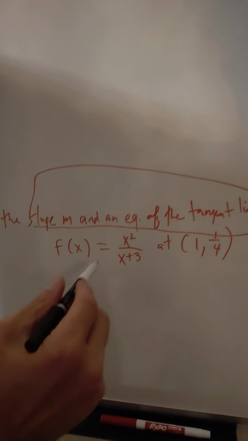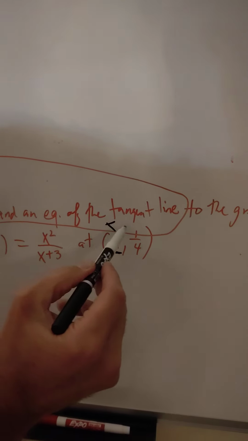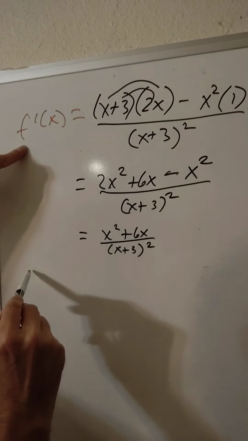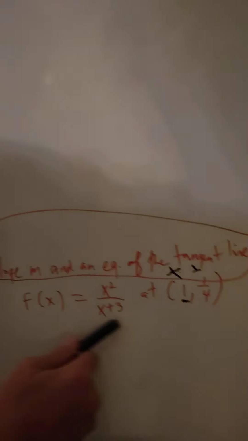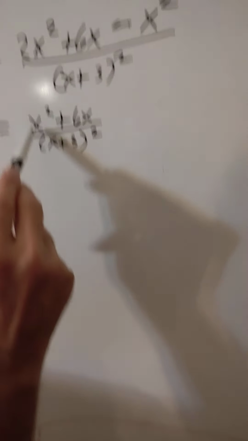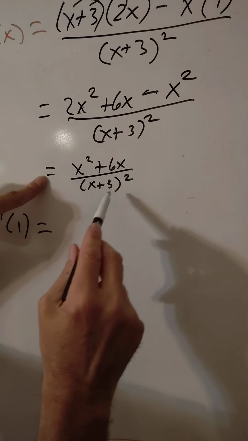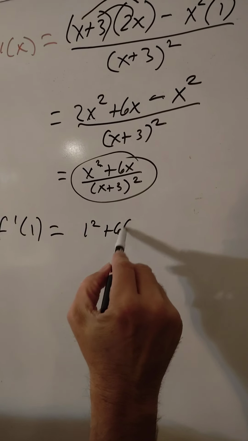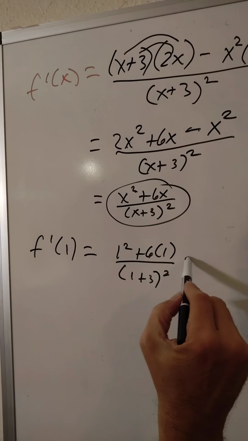So this tells me the slope of the tangent line of the graph f for any x. But I want to find the slope of the tangent line at this x. Isn't that the x coordinate of our given point? All points are x comma y. So once you know what f prime of x is, we now want to write f prime of 1. This will tell me the slope of the tangent line to this function at this point where x is 1. So wherever you see x's, write 1s. So in your final answer, write f prime of 1 equals, go to this expression right here, and let's write 1 squared plus 6 times 1 over 1 plus 3 squared.